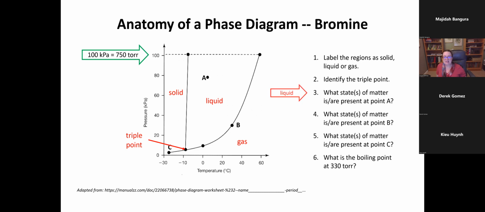Yeah, and that is a liquid. So A is right smack dab in the middle of the liquid section. So it's only a liquid. It's not transitioning between a liquid and a solid or a liquid and a gas. It's only a liquid. All right, what about point B? Point B is different. Point B is right on the line. So what states of matter would be present at B?